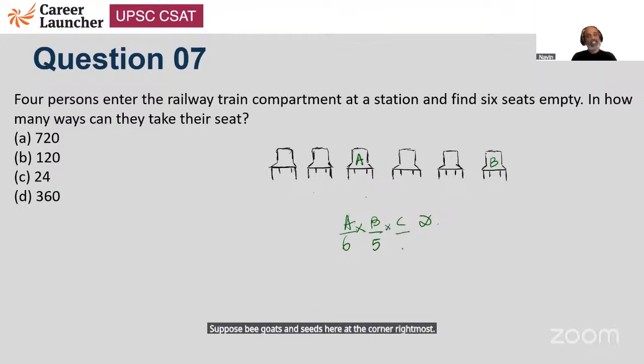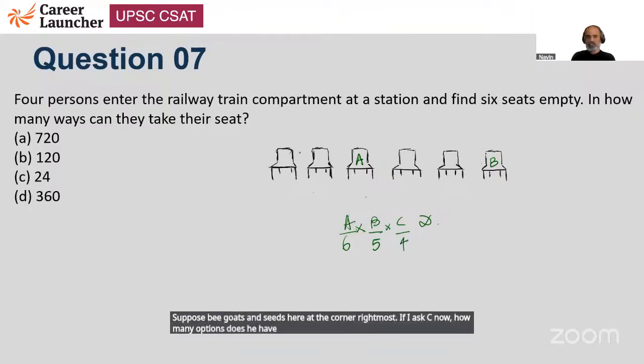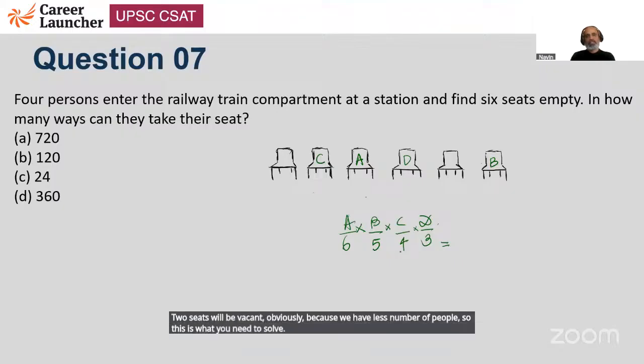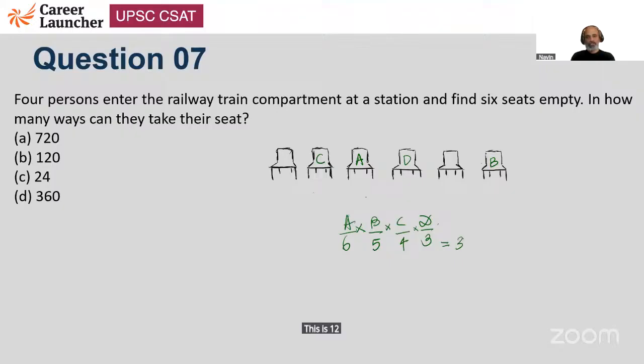If I ask C now, how many options does he have? Same logic. He says he has got 4 options. Then if I ask D, he will say he has 3 options. Let's say D sits here. Two seats will be vacant, obviously, because we have less number of people. So this is what you need to solve. This is 12 into 30, which is going to give us a 360 and done.